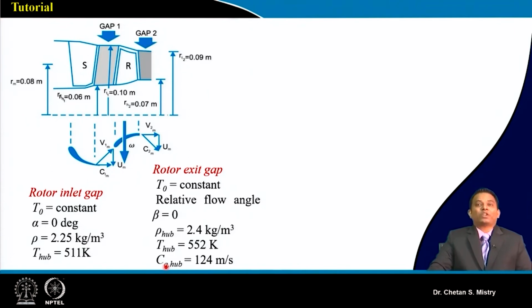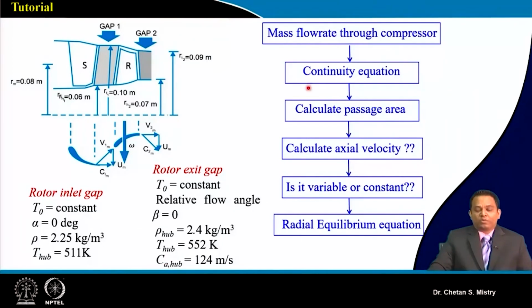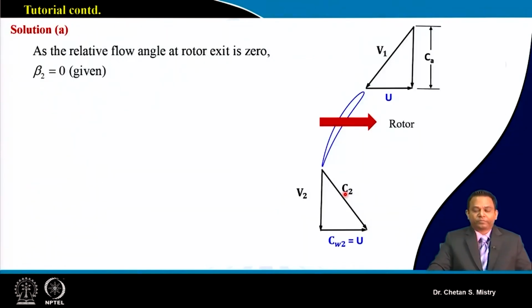If this is your question, you can understand we can use some formulation in order to calculate the variation of this axial velocity as well as our other properties. So let's see what our strategy will be. As we have discussed, we are looking for the mass flow rate through the compressor. We will be using the continuity equation. We can calculate our passage area. We need to calculate my axial velocity, whether it's variable or constant, we don't know. So for that, we need to go with the radial equilibrium equation. Okay, so let's start.